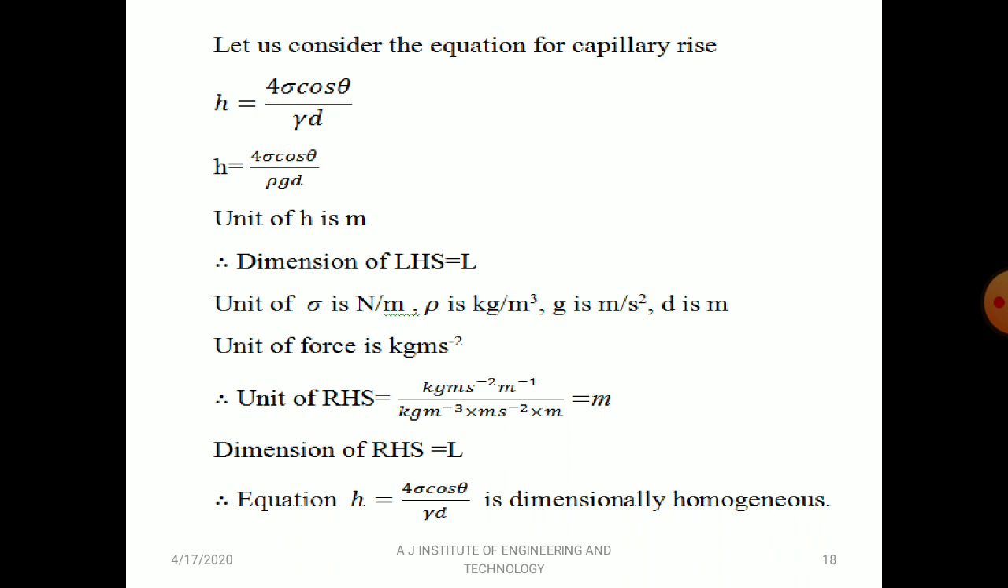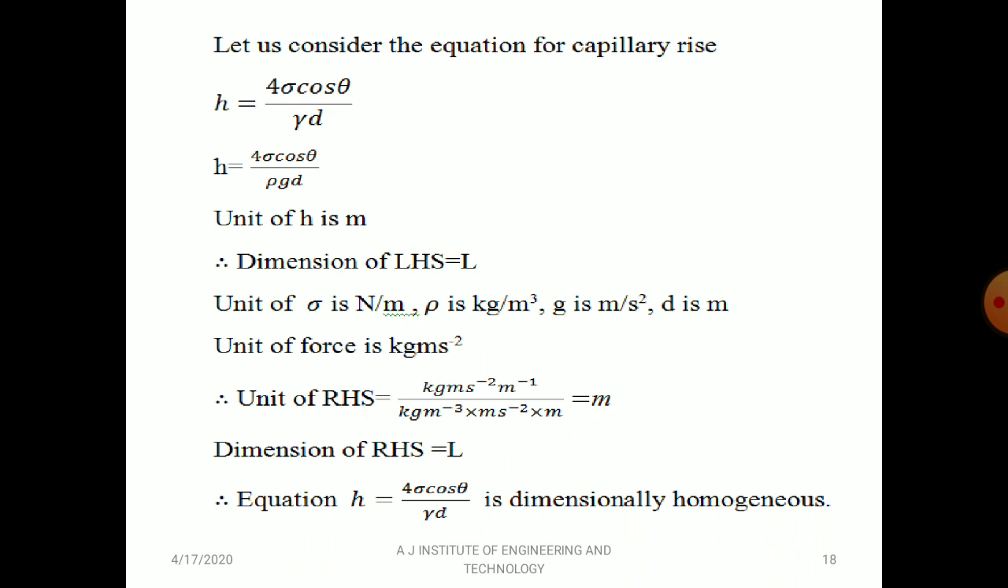The unit of sigma is Newton per meter, so it is the force acting per unit length. The unit of density is kg per meter cube, and the unit of g, acceleration due to gravity, is meter per second square, and d is meter. So the unit of force is kg meter seconds to the power minus 2, because F equals m a.